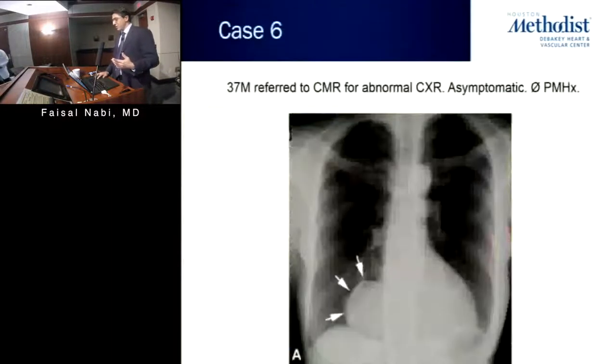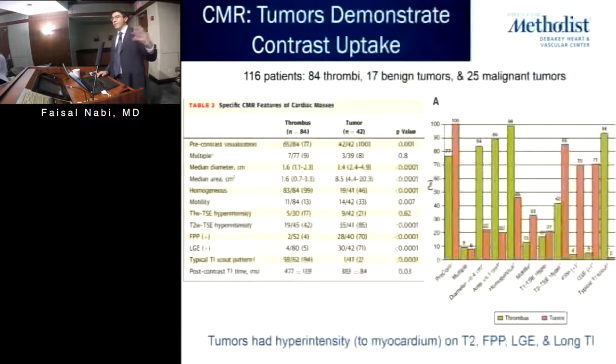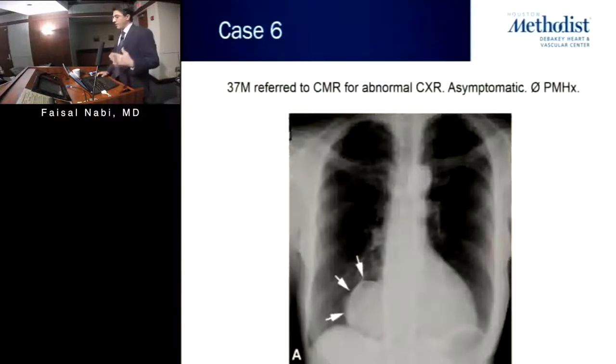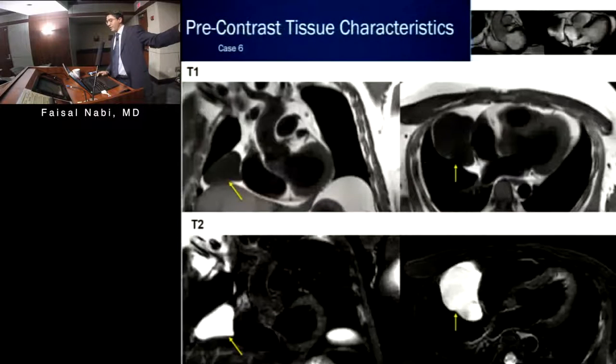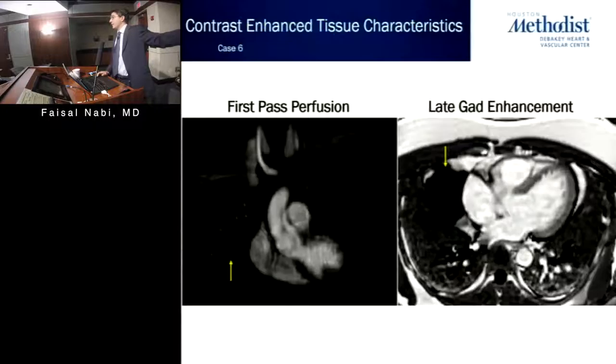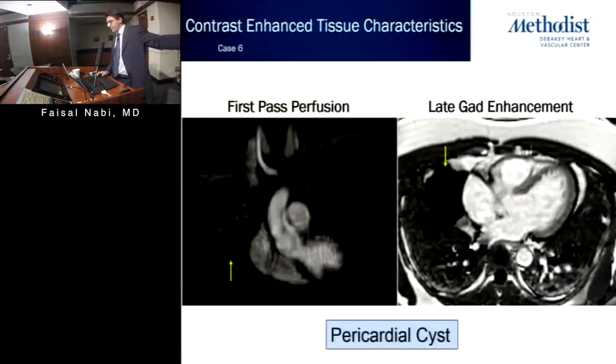This has been shown in studies that have looked at masses: whenever you have contrast uptake of a mass, the point is that this is a tumor. Contrast this to this case. You see this enlarged cardiac silhouette here. You can see this mass next to the heart on T1, T2. It's dark and then bright, but there's no gadolinium uptake. This is very consistent with a cyst.